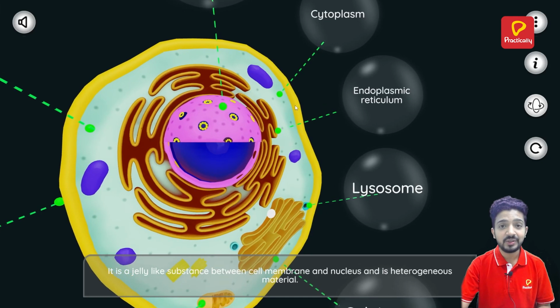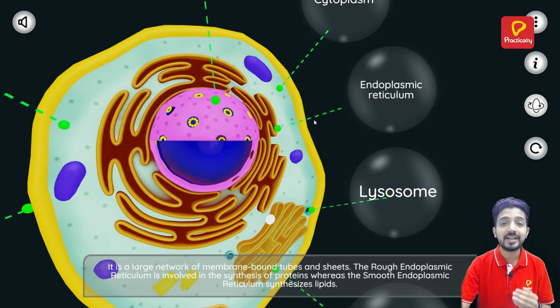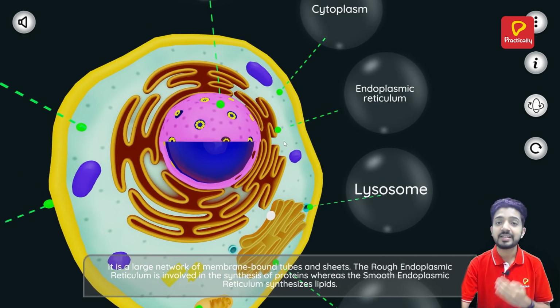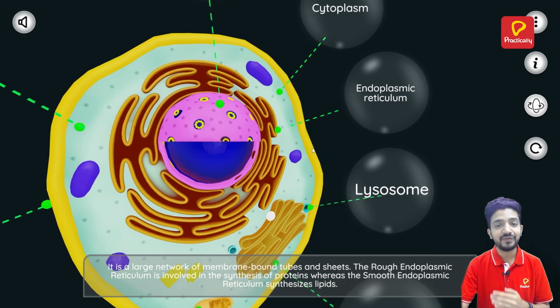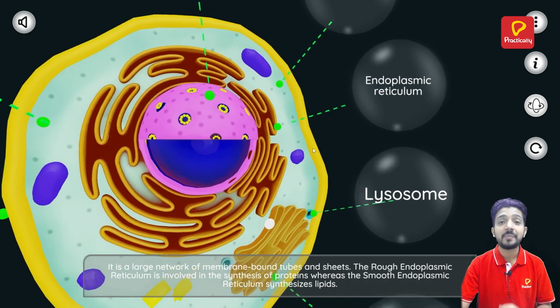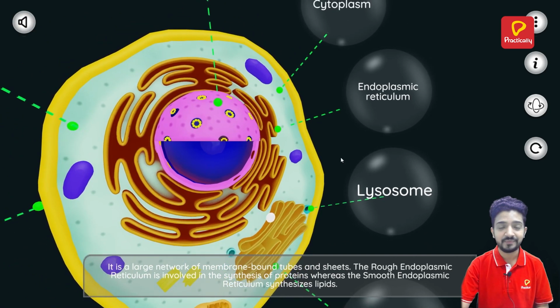Then, surrounding the nucleus is a membrane tube and sheet-like structure called the endoplasmic reticulum. The endoplasmic reticulum is of two types, the smooth endoplasmic reticulum and the rough endoplasmic reticulum. And the difference is because of the presence of ribosomes on it. And both of them play an important role in the synthesis of lipids and proteins.